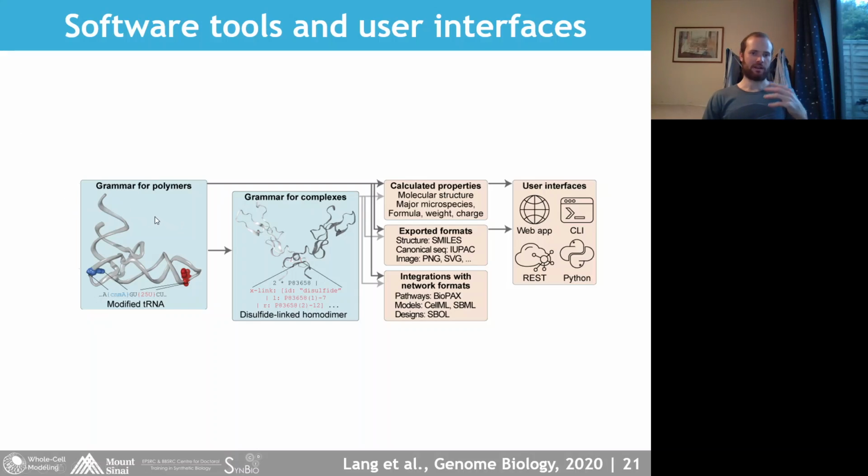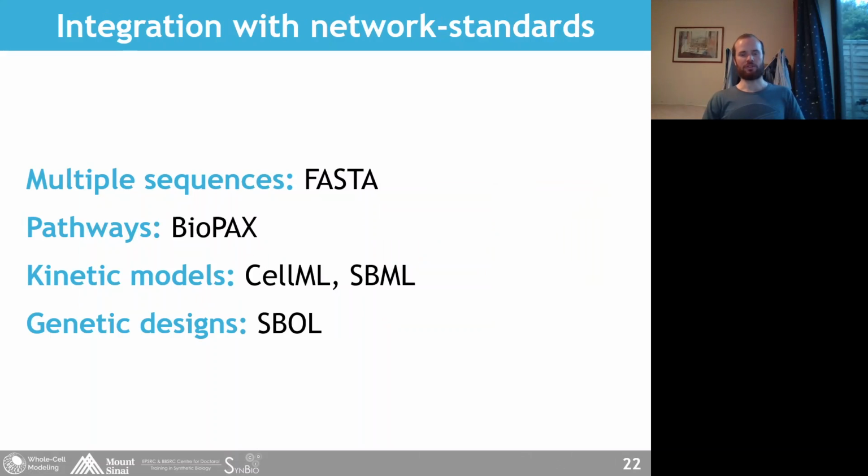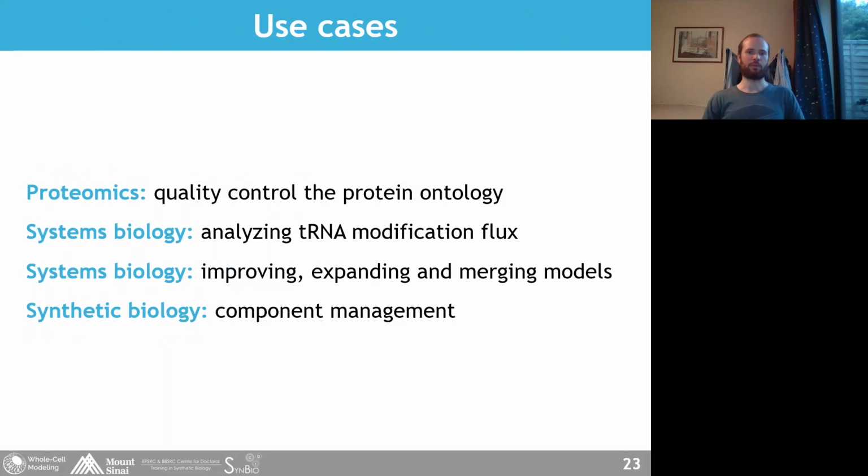So once you have defined, again, polymers or complexes, you might want to perform certain computations on them. And you can do this using our user interfaces, namely the web app, the command line interface, the REST API, and the Python API. And you can calculate things like, say, the molecular weight at a certain pH value. You can also put BpForms strings into network standards. For instance, you can put it into CellML and SBML. And we believe, especially by putting this into these network formats, BpForms allows you to improve, expand, and merge models.